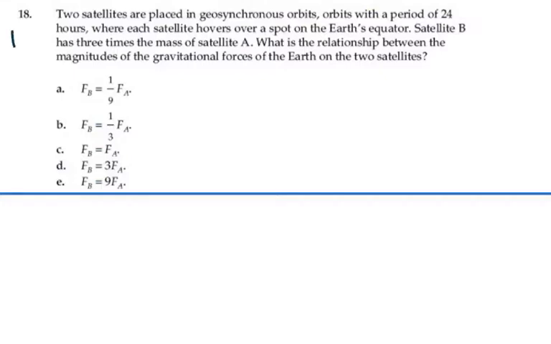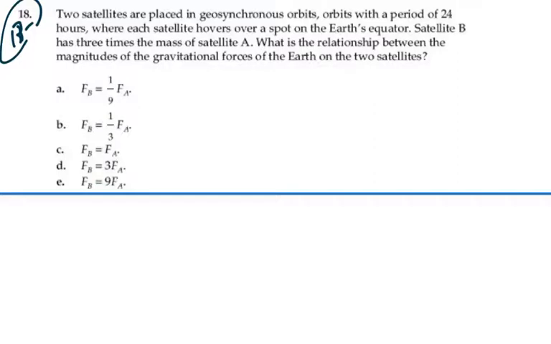Here's problem 13:18. Two satellites are placed in geosynchronous orbits with periods of 24 hours, where each satellite hovers over a spot on the Earth's equator. Satellite B has 3 times the mass of satellite A. What is the relationship between the magnitudes of the gravitational forces of the Earth on the two satellites?